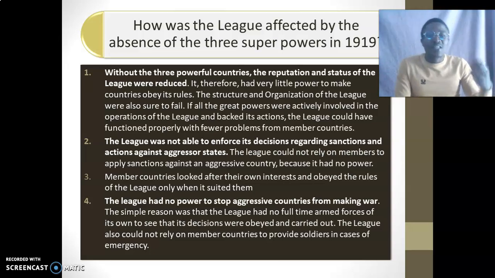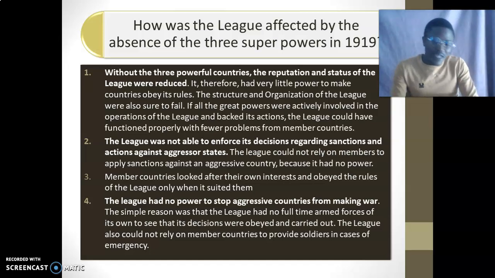So now we want to understand how the League was affected without those three superpowers. They are telling you that without the three powerful countries, the reputation and the status of the League were reduced. It therefore had very little power to make countries obey its rules. The structure and organization of the League were also sure to fail. If all the great powers were actively involved in the operations of the League and backed its actions, the League could have functioned properly with fewer problems from member countries.